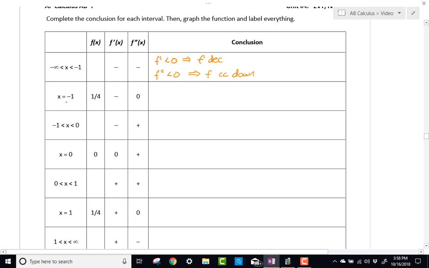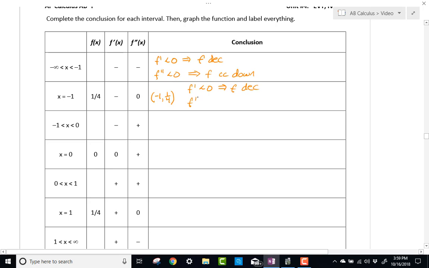Now look at the next one. They tell me when x is equal to negative 1, f of x is equal to 1/4. So they're actually giving me a coordinate right here, negative 1, 1/4, and that's going to be some sort of a point on the graph of f of x. We'll determine that in a little bit. F prime of x is negative. So again, if f prime of x is less than 0, that implies that f is still decreasing. It says that f double prime is 0.